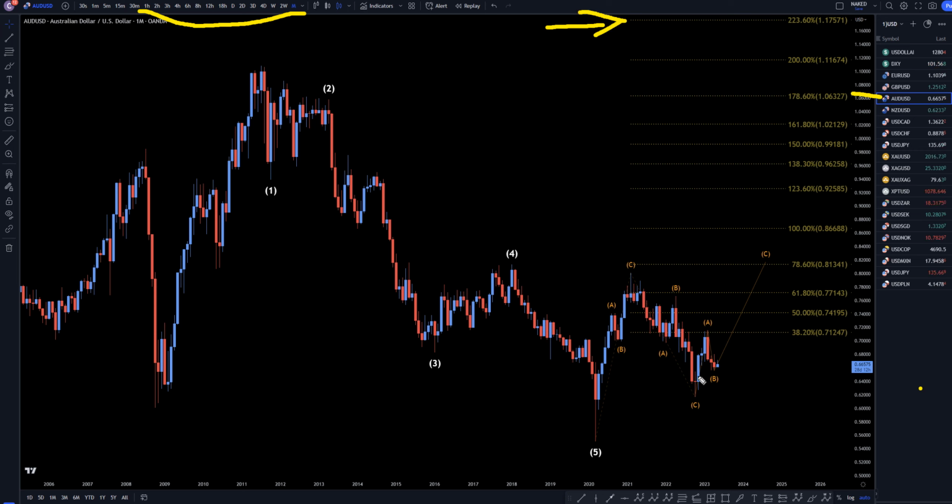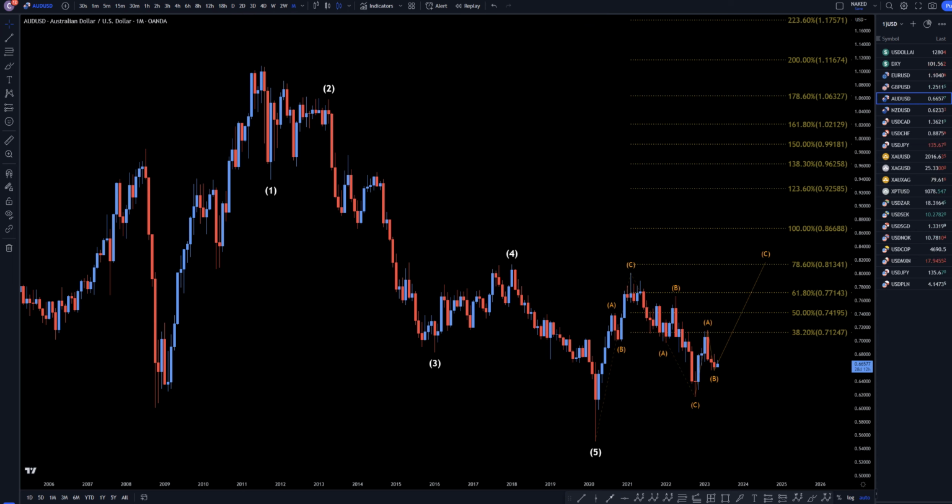So on the Aussie dollar, I still believe this is going to go up and make an ABC. I think this is actually an ABC of W, an ABC of X, and most likely an ABC of Y. So the triple three pattern, and most likely that will go up and take out the high of wave 4, maybe go up to the 78 or even the 100% Fibonacci extension.